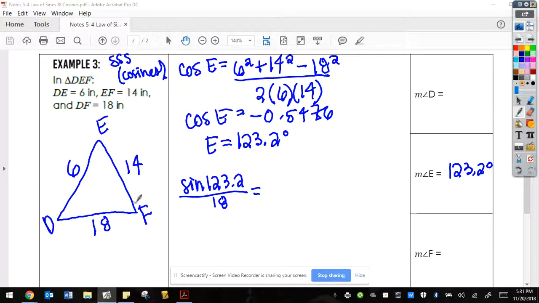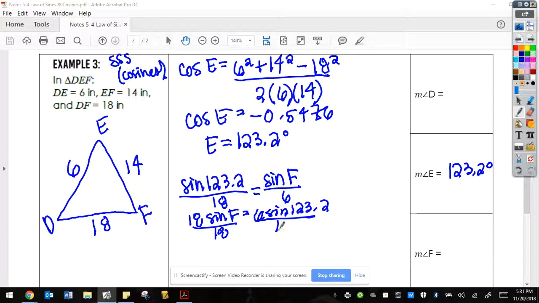All right, and then let's say we chose F to be the angle we are looking for. So we have sine of capital F, and that's across from 6. So we put that underneath. All right, then we just cross multiply: 18 sine F equals 6 sine 123.2. Divide by 18. You get that sine F is 0.2789. And then if you do the inverse sine of each side, you should get that F is 16.2 degrees.